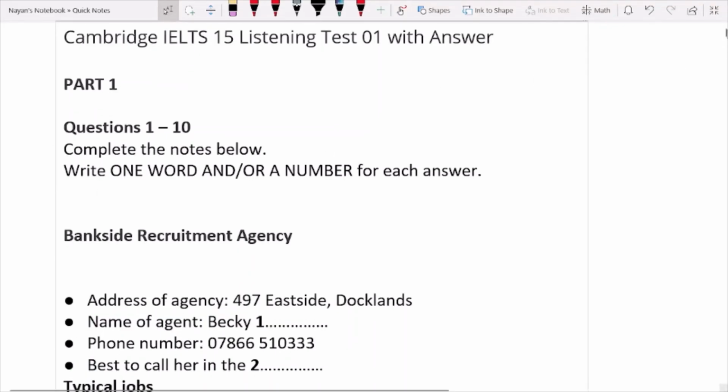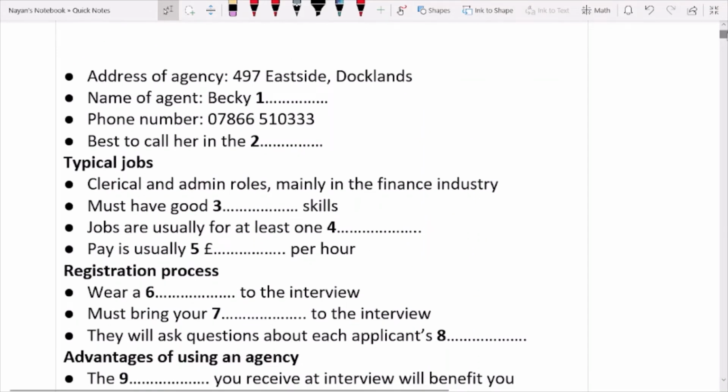You will hear a woman phoning a friend to get information about a job agency. First, you have some time to look at questions 1 to 5. Now listen carefully and answer questions 1 to 5.